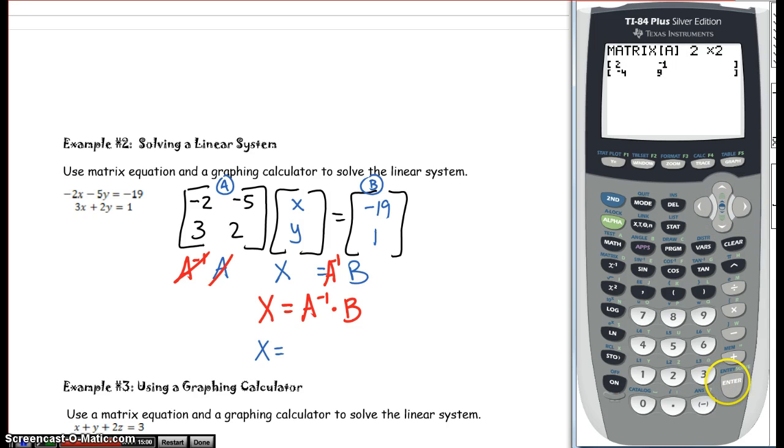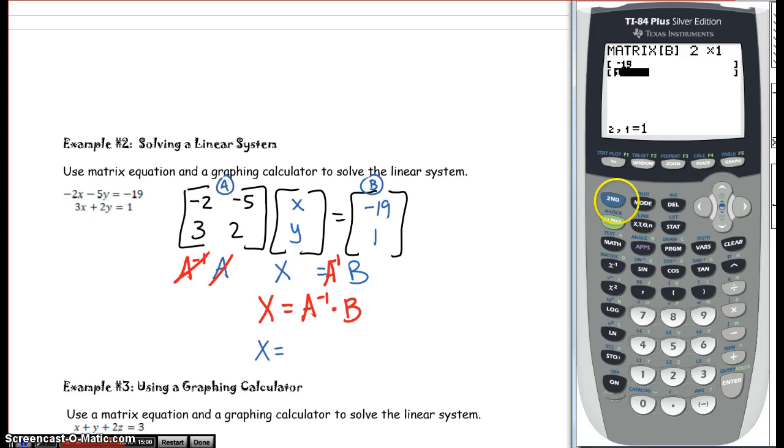So it is a 2 by 2. Let's press enter. We got -2 is one entry. -5 is another entry. 3 is another entry. 2 is our last entry, and then I double check, -2, -5, 3, and 2. Yep, looks good. Now let's go back and get our second matrix and go back to edit again, and now we're going to edit matrix B. It is a 2 by 1, so I'm going to keep going, and our entries are -19 and 1.